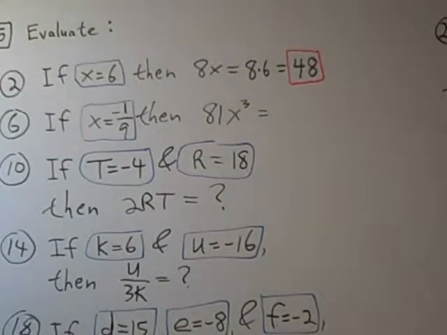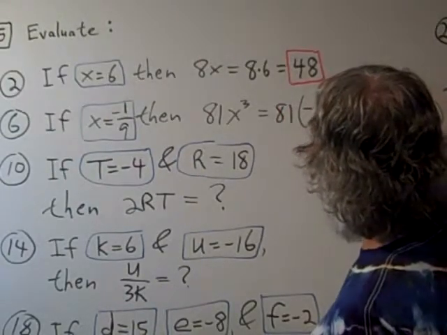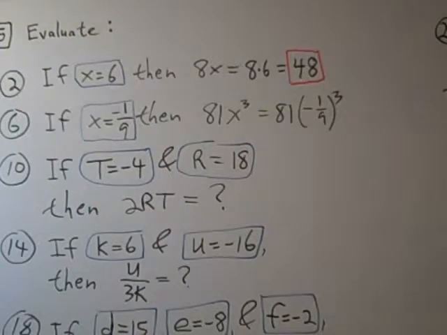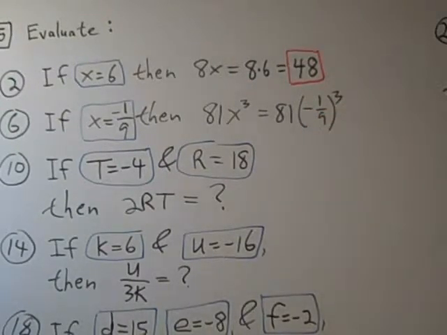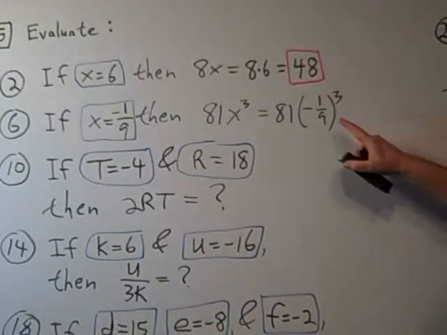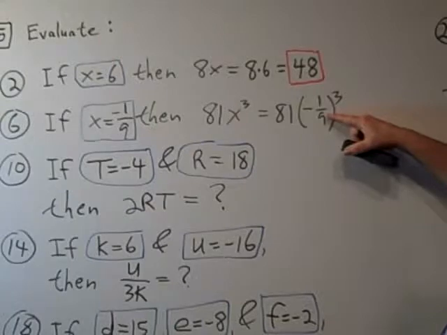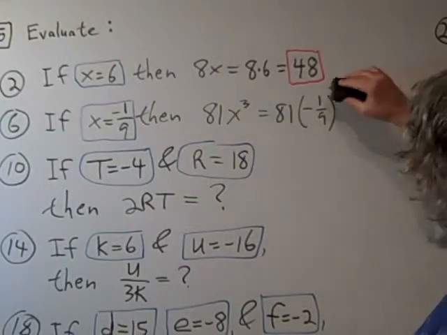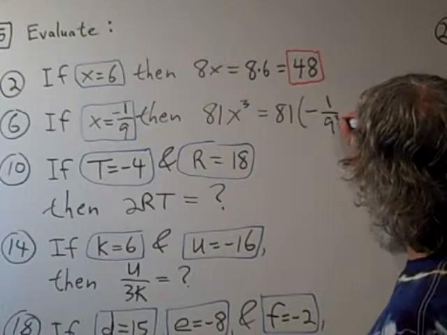And for problem number 6, if x equals negative 1/9, then 81x to the third power is 81 times negative 1/9 to the third power. Now, negative 1/9 to the third power is, well, a negative times a negative times a negative is a negative, so that will be a negative answer. And the 1 gets cubed, 1 times 1 times 1, and the 9 gets cubed, 9 times 9 times 9. So what we end up with is negative 1 over 9 cubed.